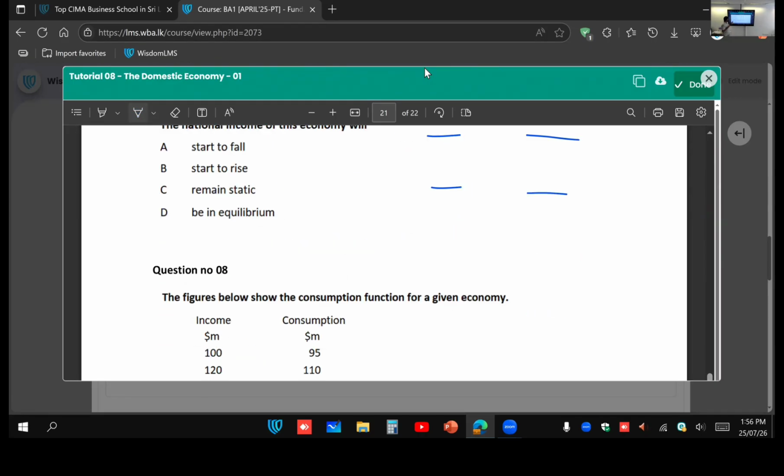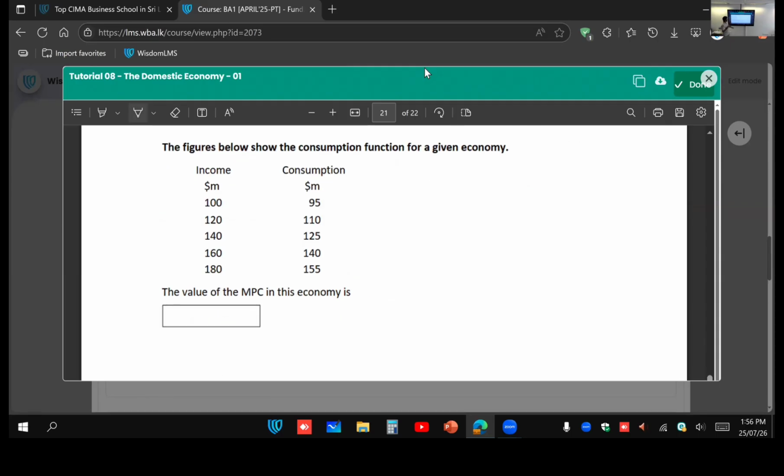Next one, the figures below show the consumption function for a given economy. Income given, consumption given. Value of the MPC in this economy. I can help. MPC is marginal propensity to consume. That I will help, right? So calculate.